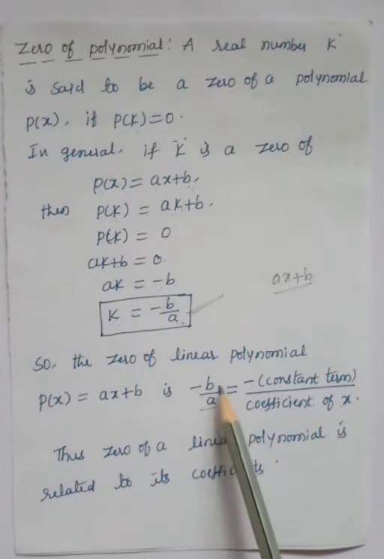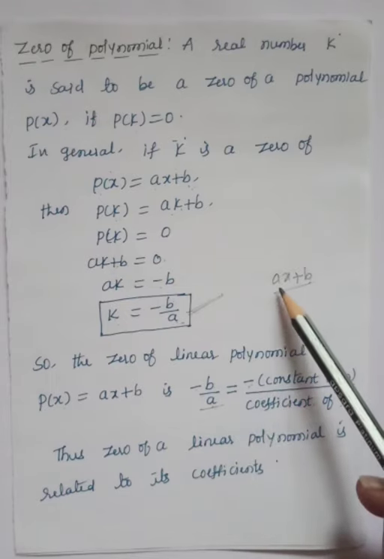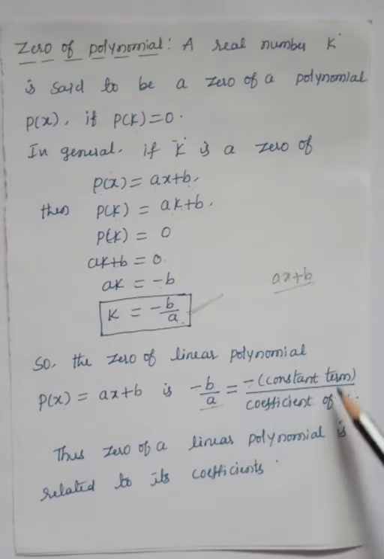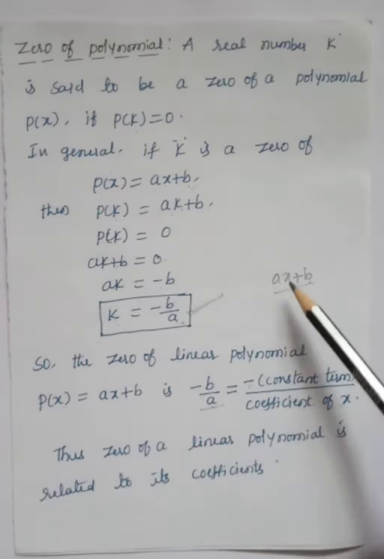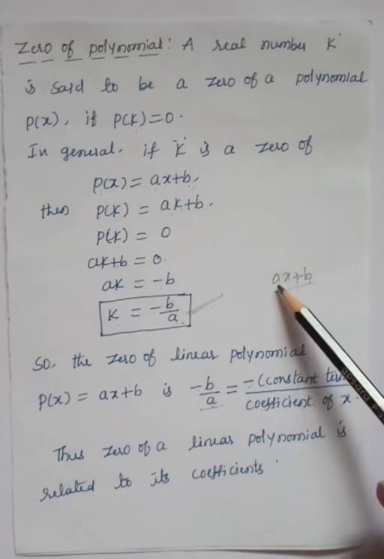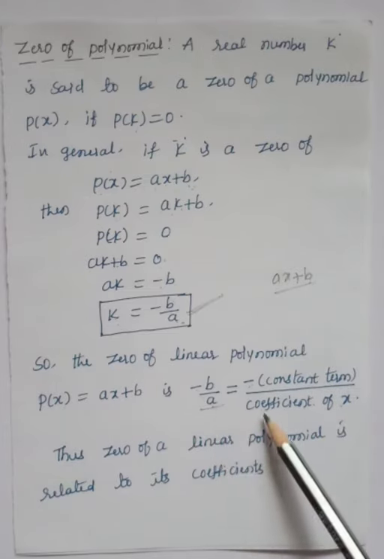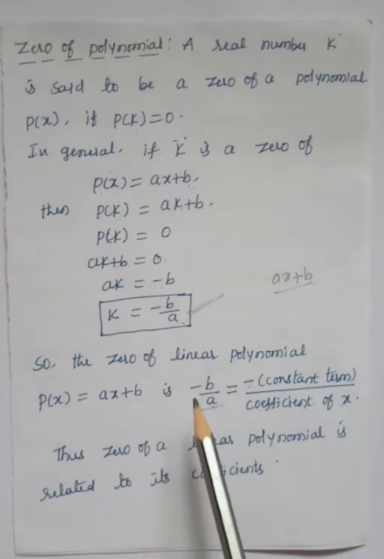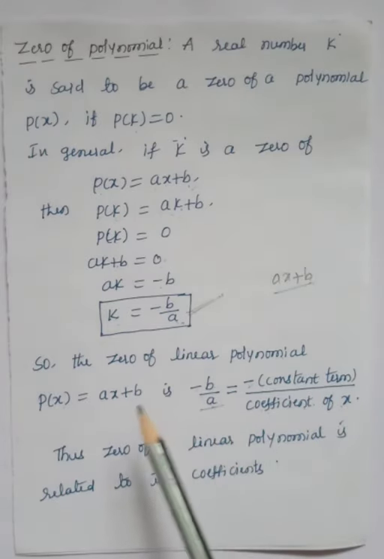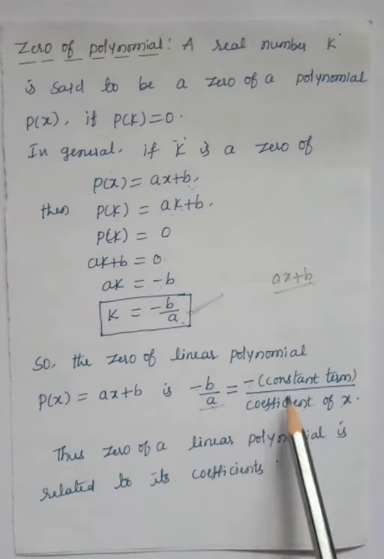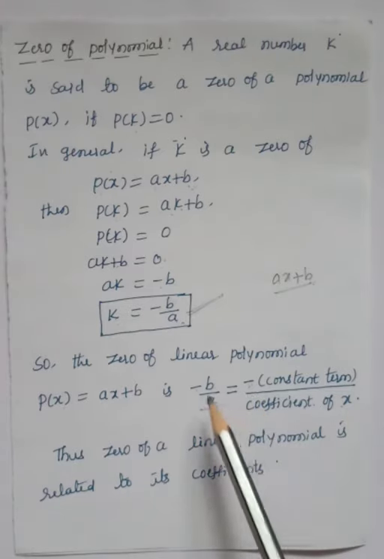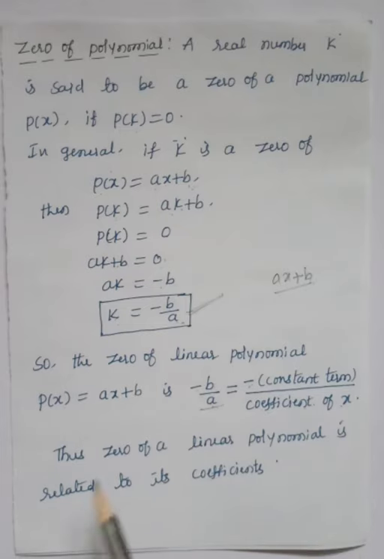What is this minus b by a? Minus sign is as it is, b is the constant term, in the general form. Divided by a, what is a? See, the coefficient of x is a here. So, a is nothing but the coefficient of x. Therefore, the 0 of a linear polynomial is minus constant term divided by coefficient of x. That gives us minus b by a. Thus, the 0 of a linear polynomial is related to its coefficients.